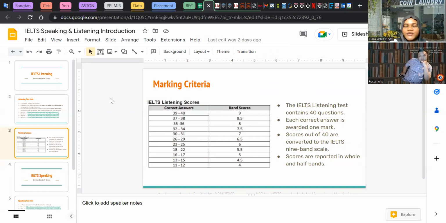If you don't mind, what is your band score target? 7, I think. So at least you need to get 30 to 31 correct answers, which you can kind of predict. So it's 30 or 31 out of 40. So you can only have 9 to 10 questions wrong.